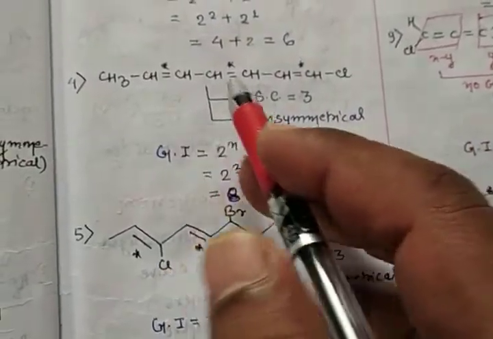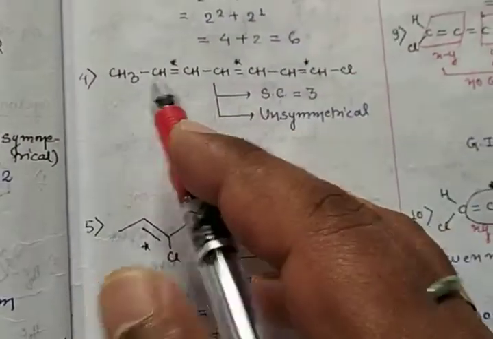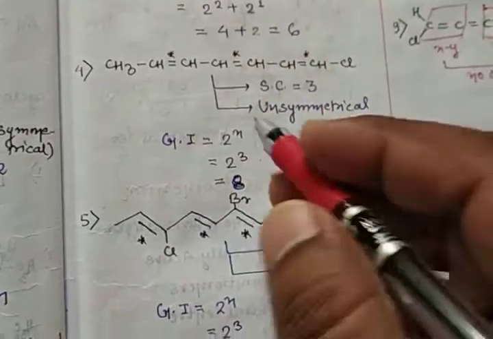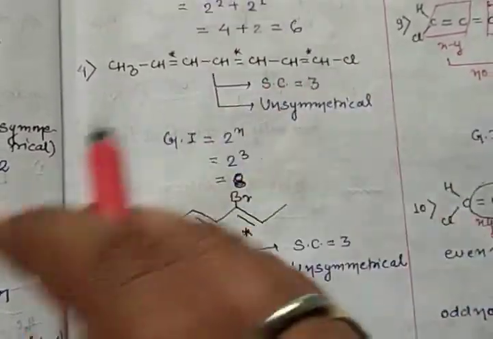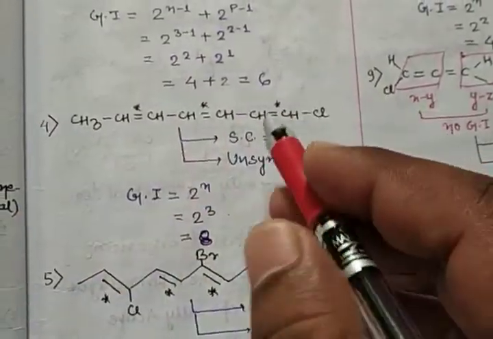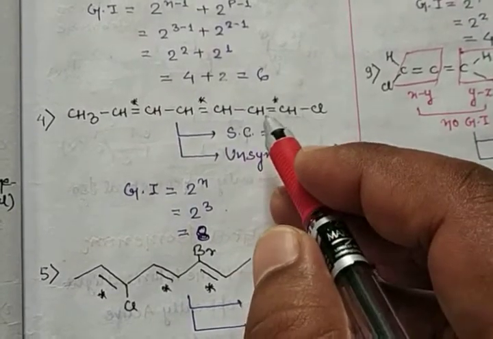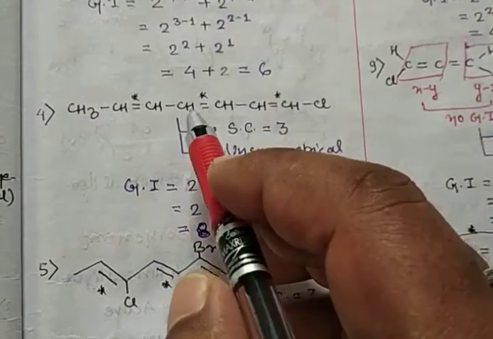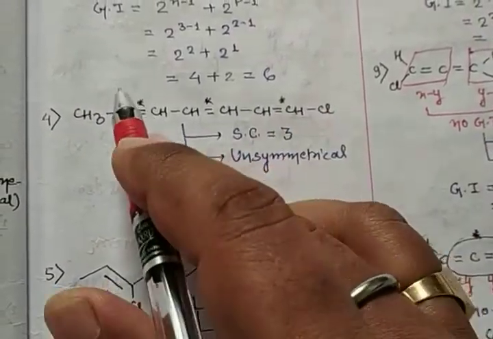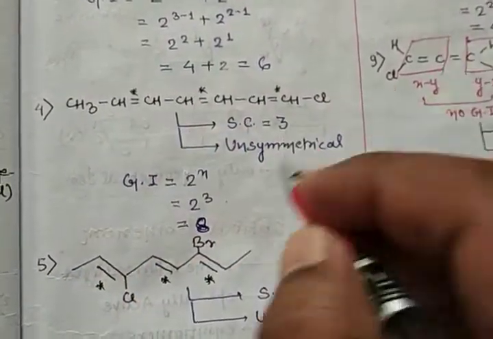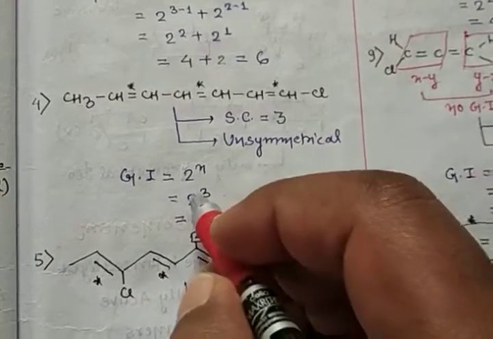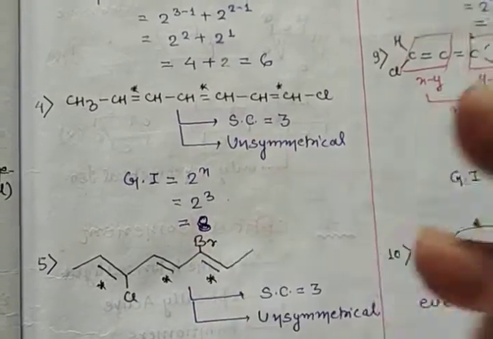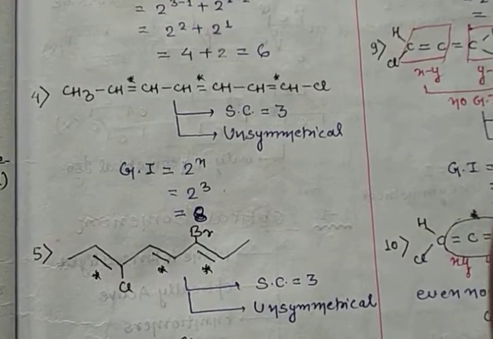Again this compound, is it symmetrical or unsymmetrical? You know very well there is a Cl, there is a CH3. It means unsymmetrical. So how to check how many stereo centers there are? So now just first check this carbon-carbon double bond. One side hydrogen, one side hydrogen. Clear? It means stereo center 3. This is unsymmetrical. So 2 to the power n, 2 to the power 3, and in total 8 isomers are there.